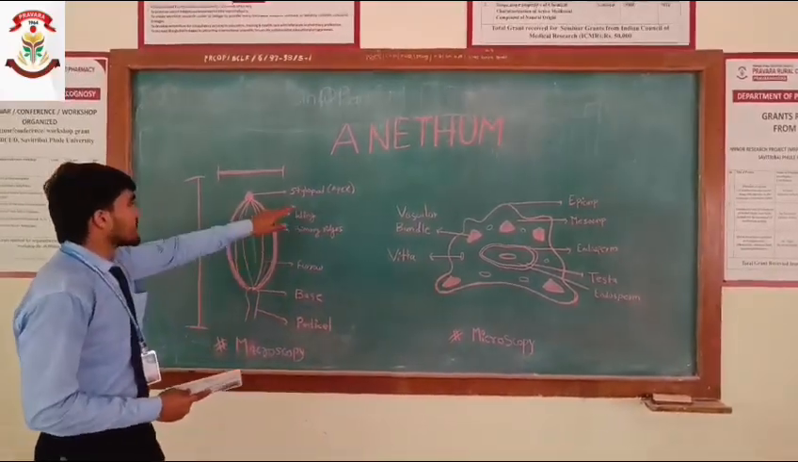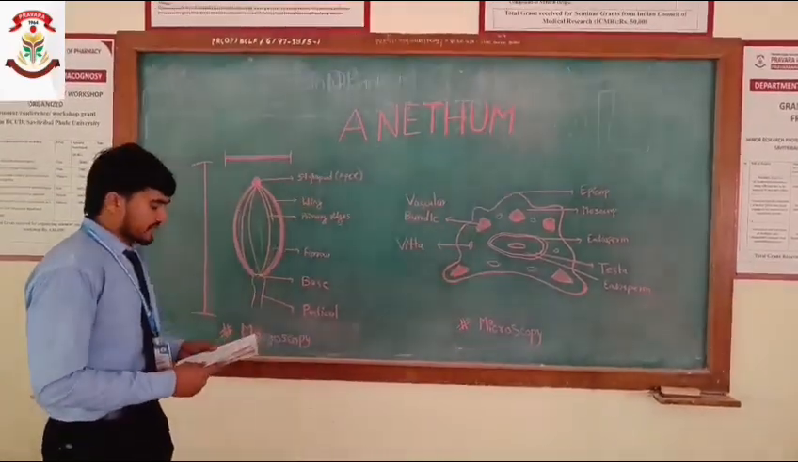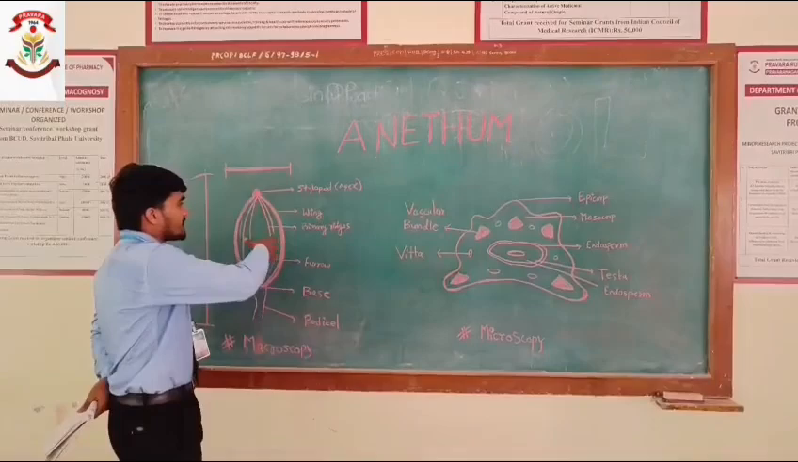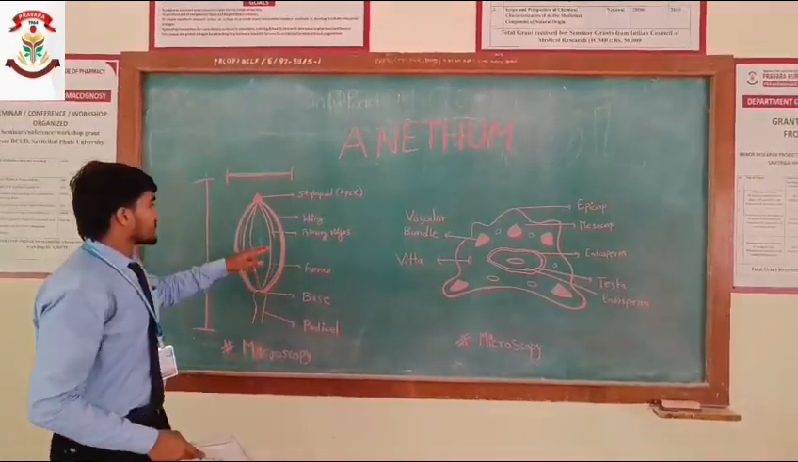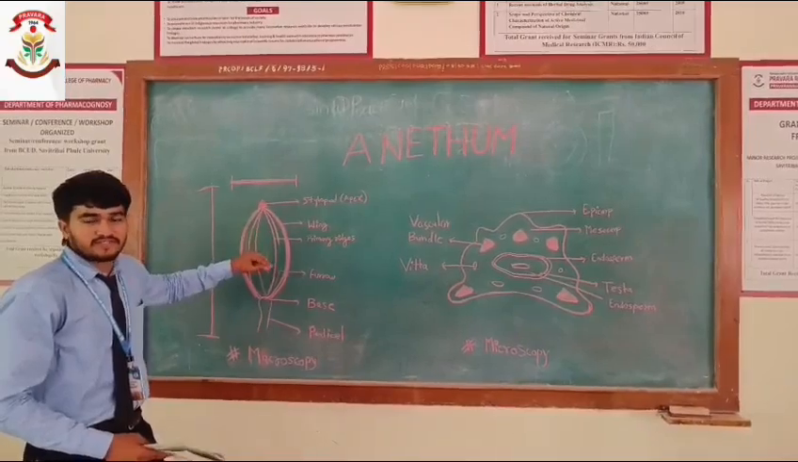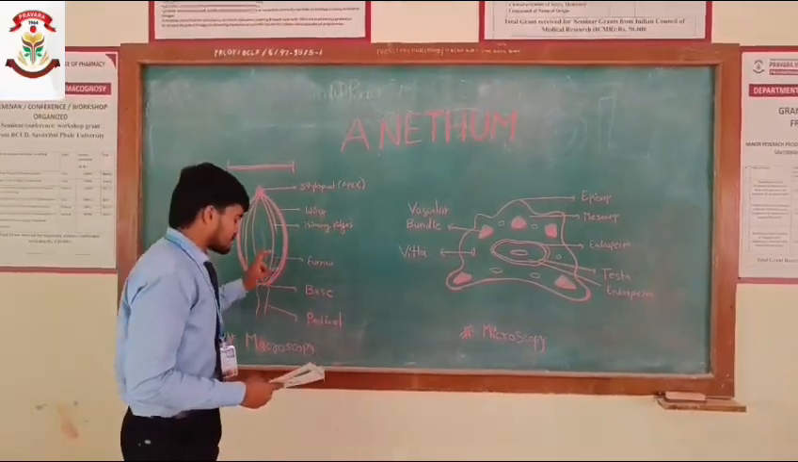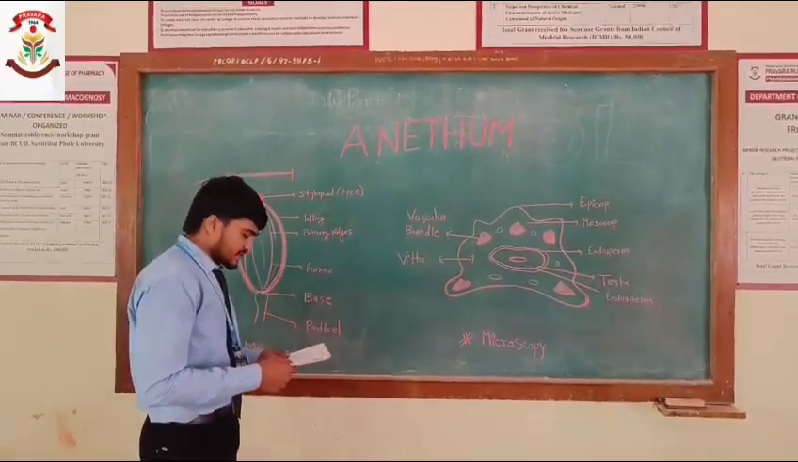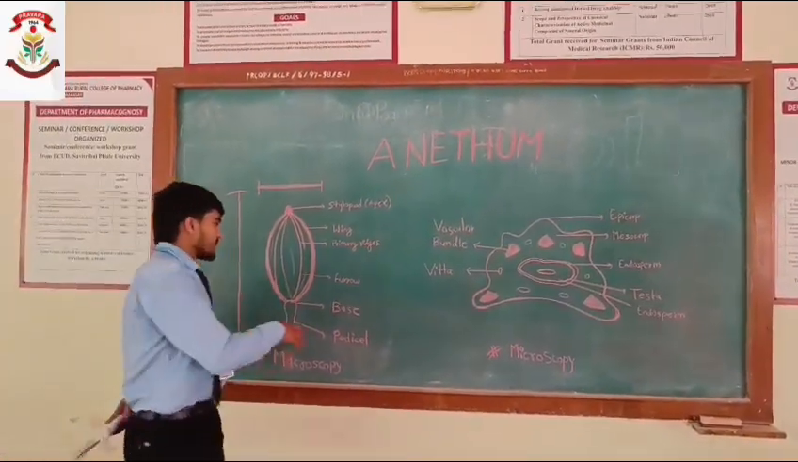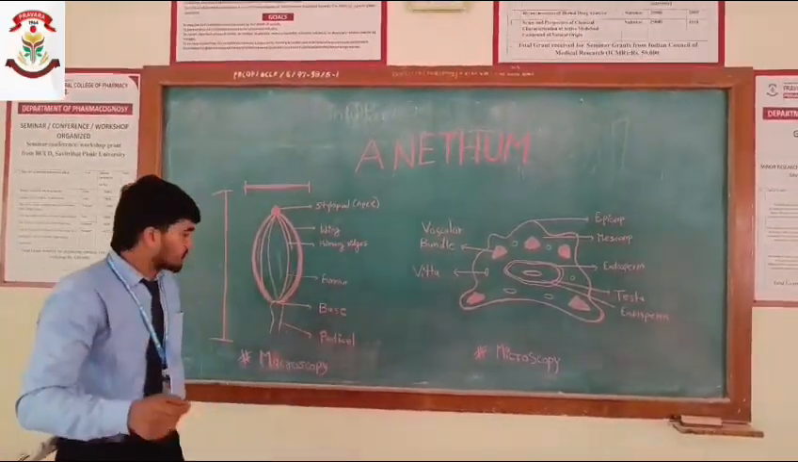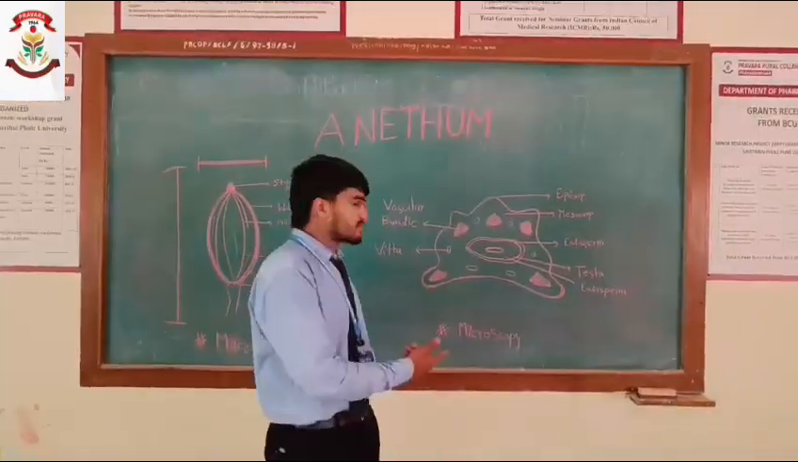In macroscopy, we can see that the stylopodium, the apex, is present. The margin of the fruit is also called the wing, and the primary ridges are the ridges present on the surface of the fruit. The furrow is present as a depression in the surface of the seed, and the base is where it is attached to the pedicel. Moving toward the microscopy.